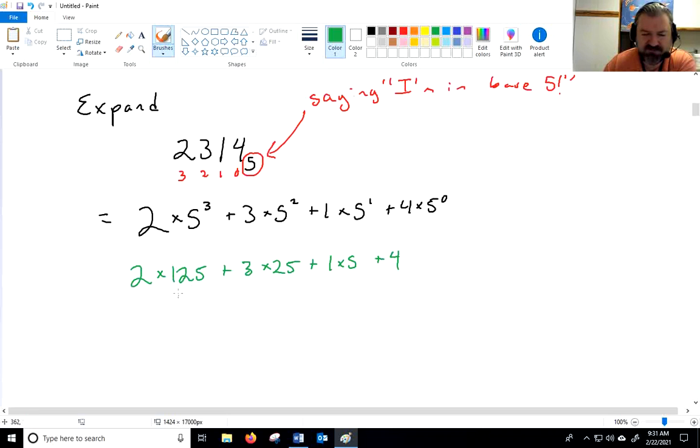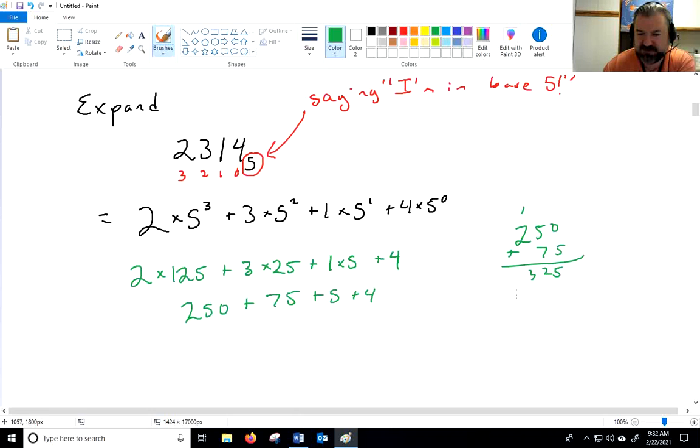So 125 times 2 is 250. Then that's 75. That's 5. And that's 4. So this ends up becoming, let's see here, 250 plus 75, 5, and then 1, 2. I need to do some scratch work, right?